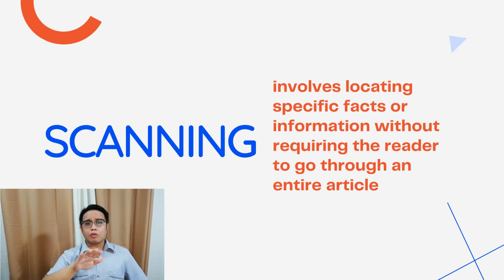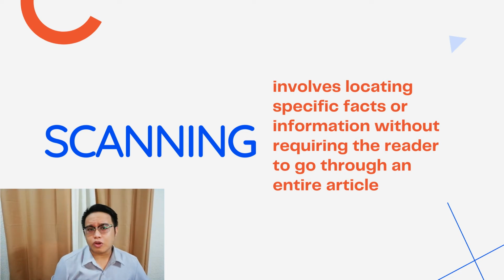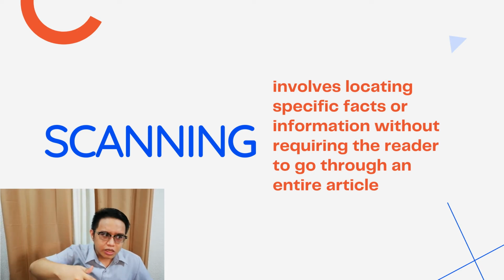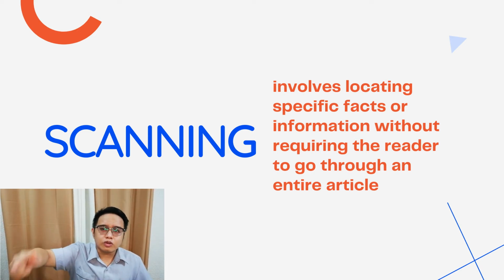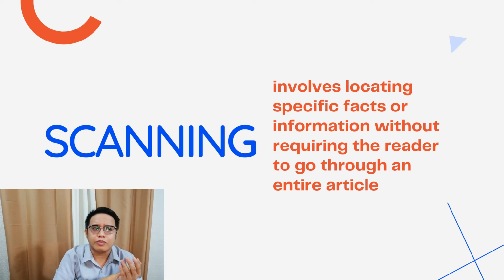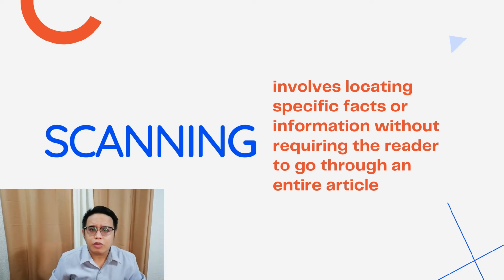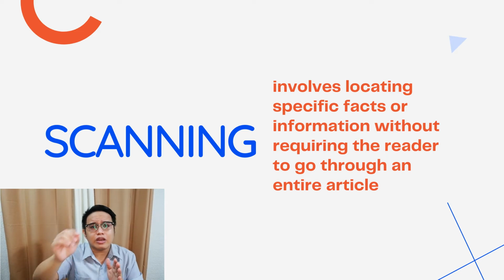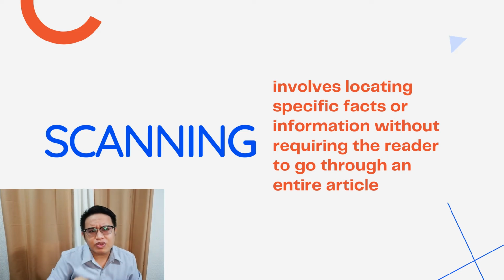Let's say, for example, the example that I told you a while ago. When you look for your mother's number in your phone book, you don't read everything, right? You don't read from A to Z. You just go to letter M. You just browse it, then you go to letter M, and then call or text your mother. If that's the case, right? So that's what we call scanning, because you're only looking for a specific piece of information.